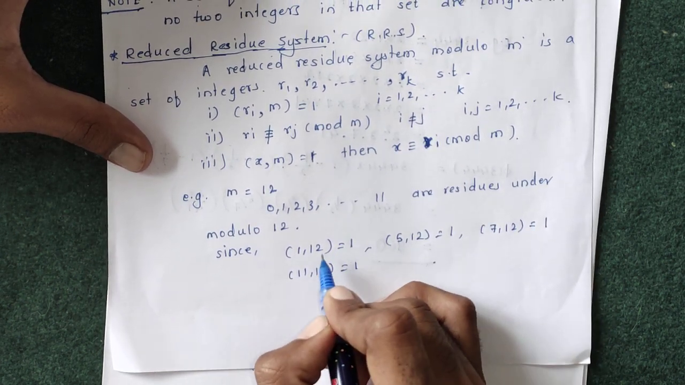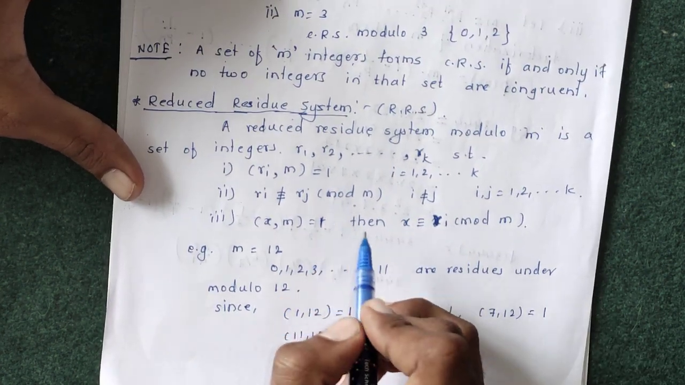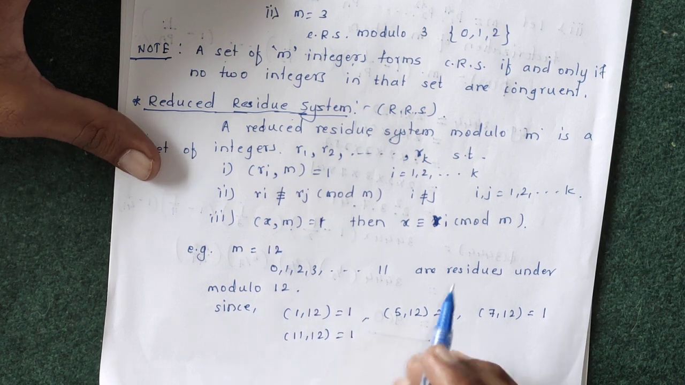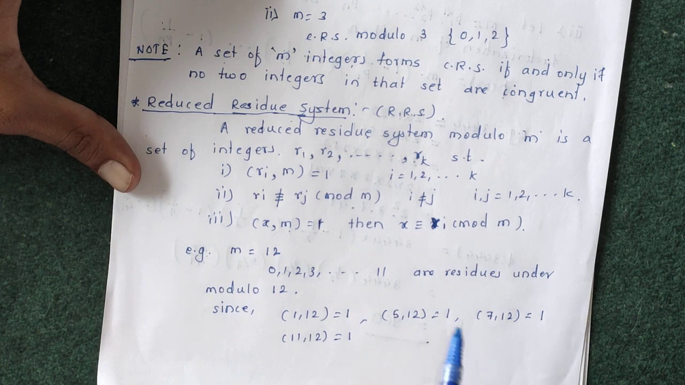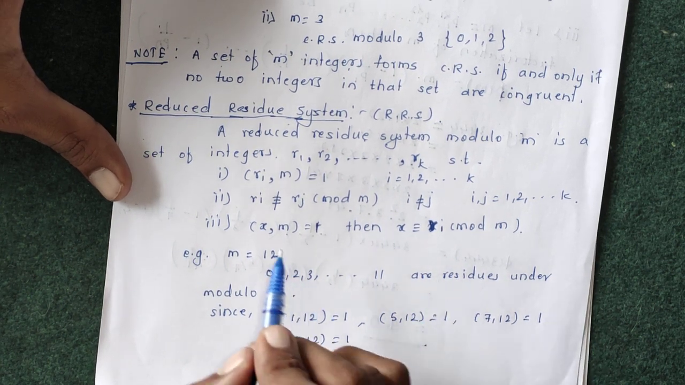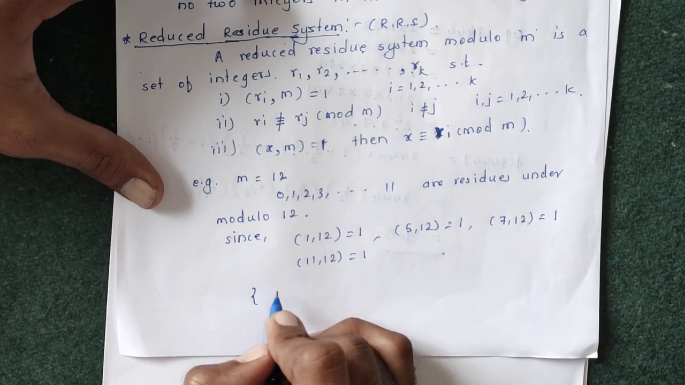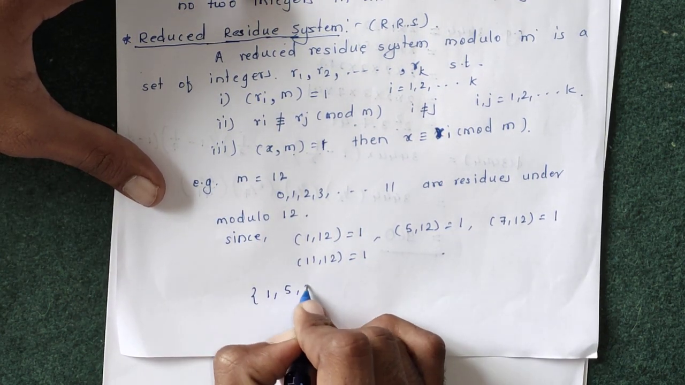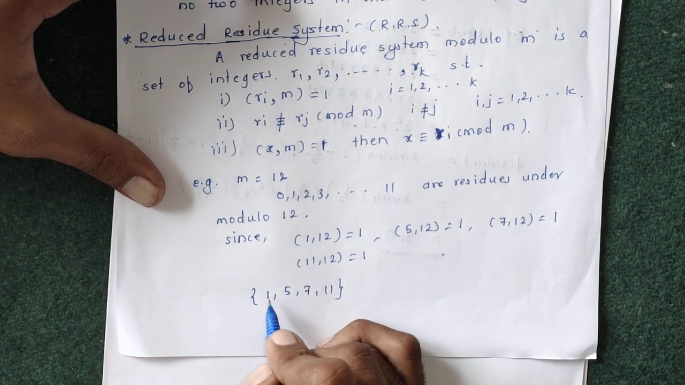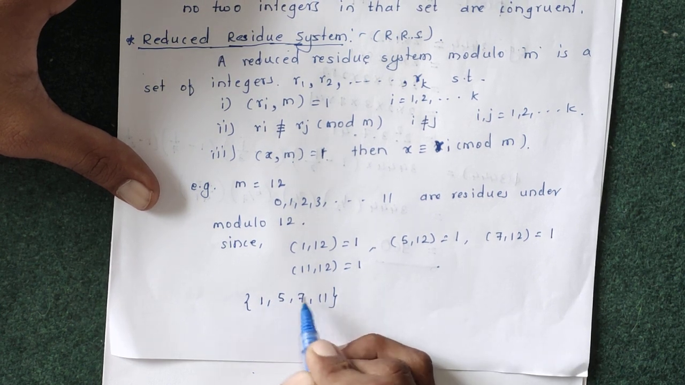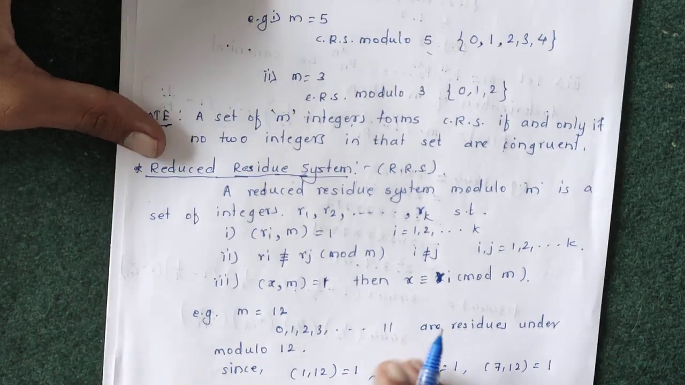So 1, 5, 7 and 11 are the 4 integers which are relatively prime to 12. We must get the reduced residue system from these 4 integers. The second condition is that the R_i are not congruent to each other. So we get a new set of integers relatively prime to 12: 1, 5, 7 and 11. We can clearly see that these numbers are not congruent to each other, since they are in between residues.